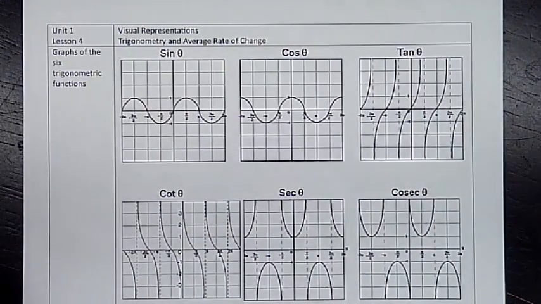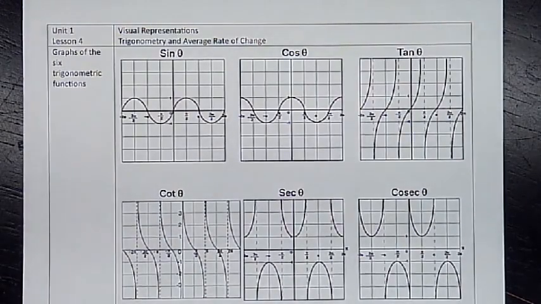Welcome to the Pre-Calculus Notes video for Unit 1, Lesson 4, Trigonometry and Average Rates of Change. Today we will be reviewing the graphs of the 6 trigonometric functions and examining how to calculate the average rate of change for a function.